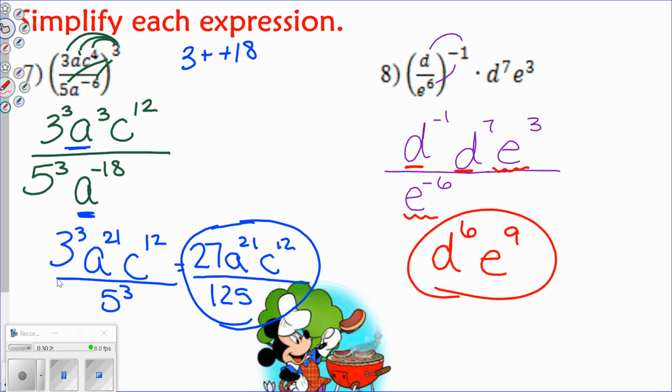Now the question always comes up, what if I wrote my answer like this? Is that okay? Yeah, it's okay. You're multiplying, it doesn't matter. Now, I will tell you my preference is alphabetical. I'm a bit OCD at times. My preference would be in alphabetical order. But is it wrong if you flip them? No.